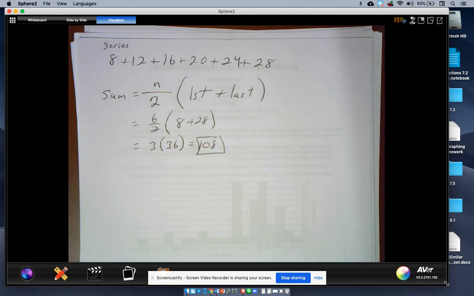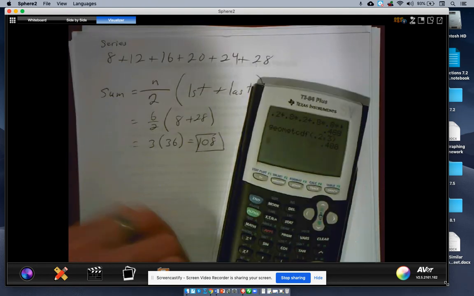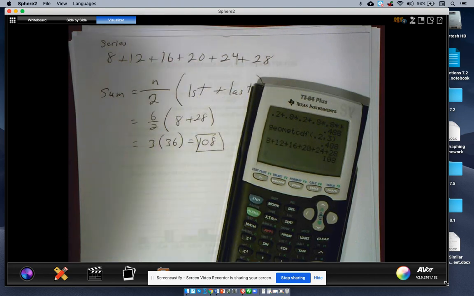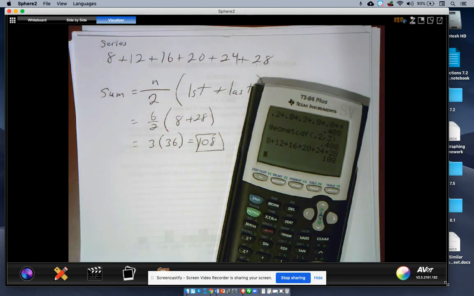Now, just to prove it to you, I'm going to take the calculator, turn it on, and type it in: 8 plus 12 plus 16 plus 20 plus 24 plus 28. And yes, that was faster than using the formula, but eventually there's going to be a lot of numbers here.